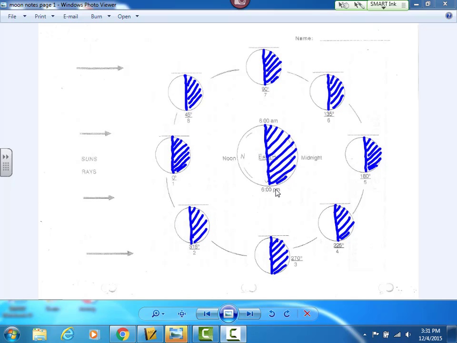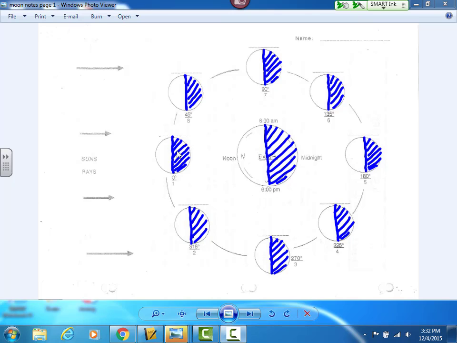Okay, step 3. Use a different colored pencil to shade in the half of the moon that is not seen from Earth. Imagine you are standing on the Earth's surface at each of the different phases and shade the part of the moon that you would not be able to see. So choose a different color. Let's start with, again, position 1.